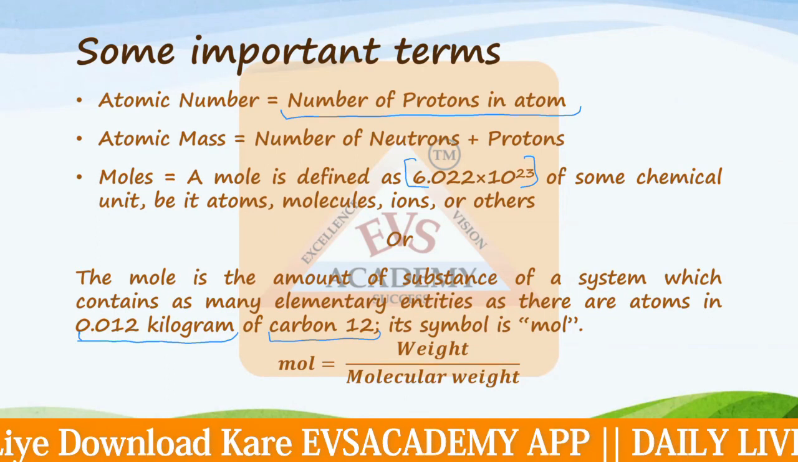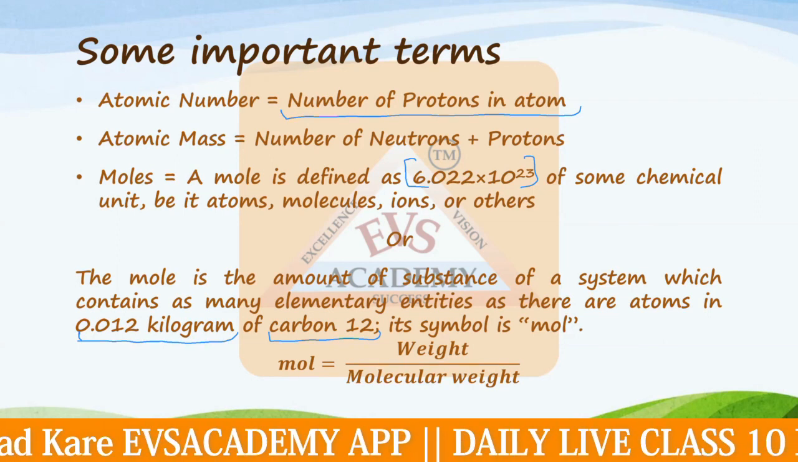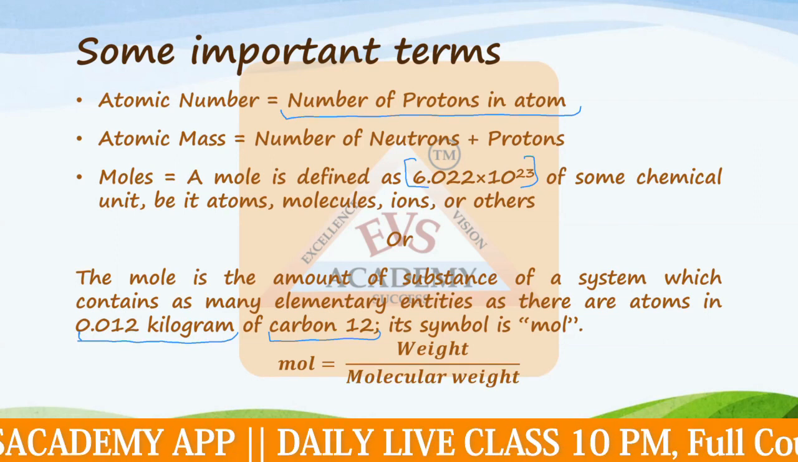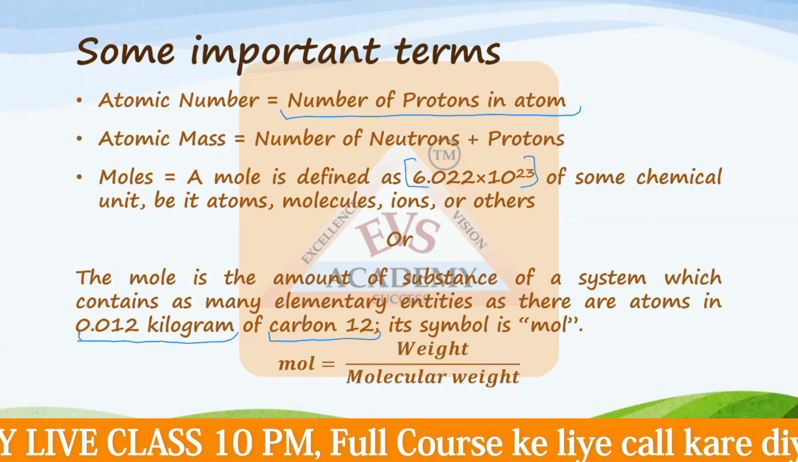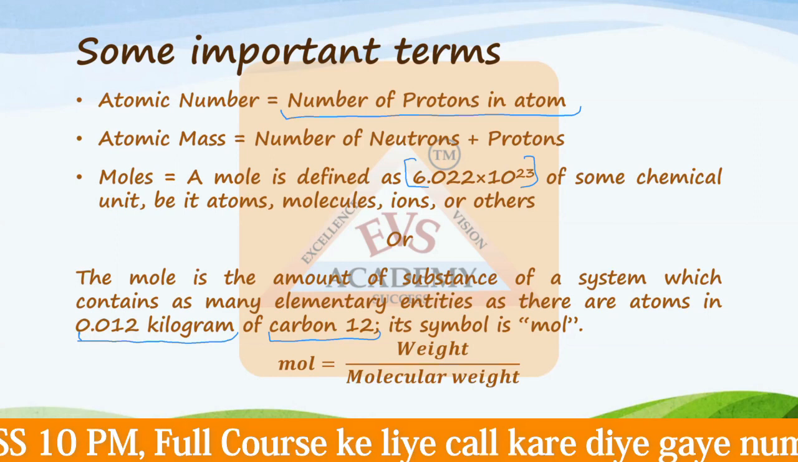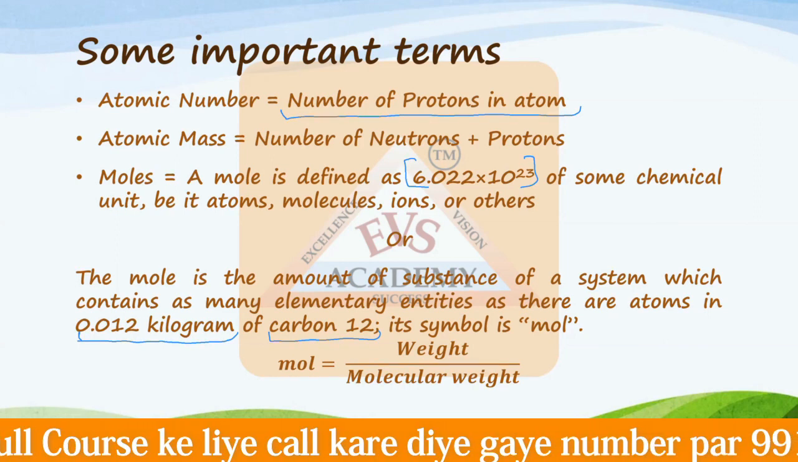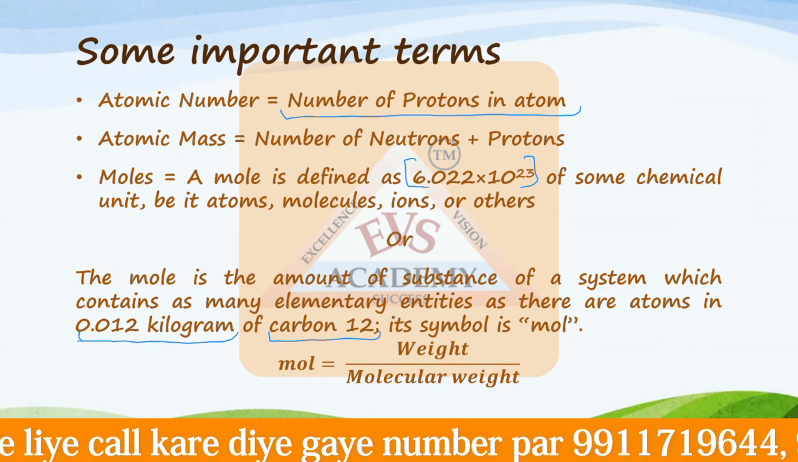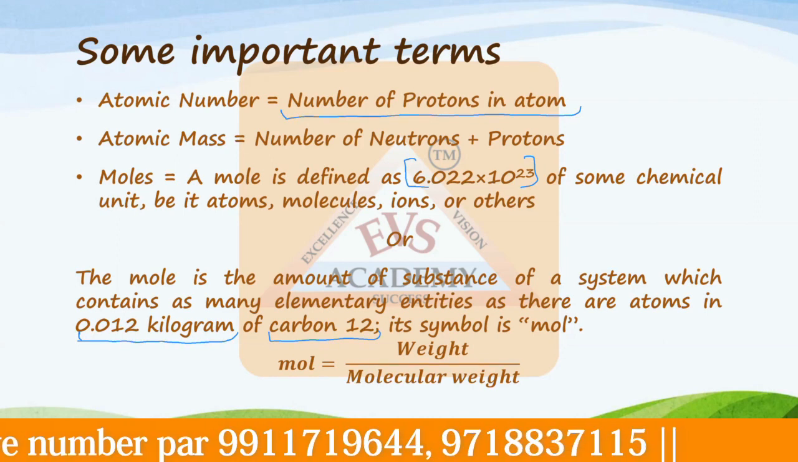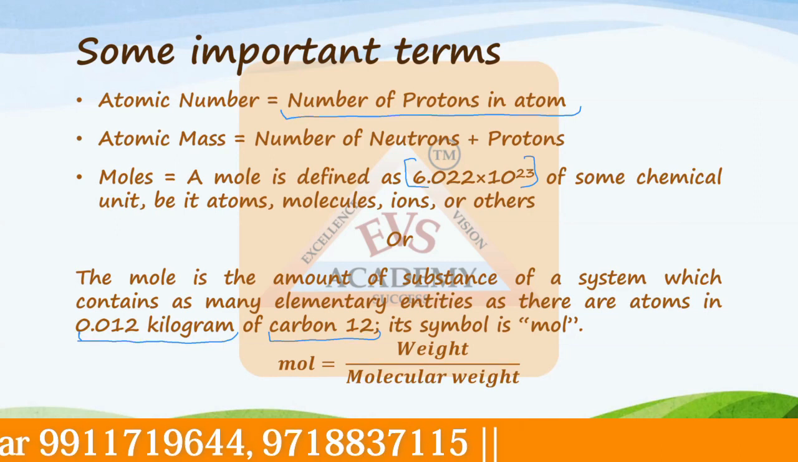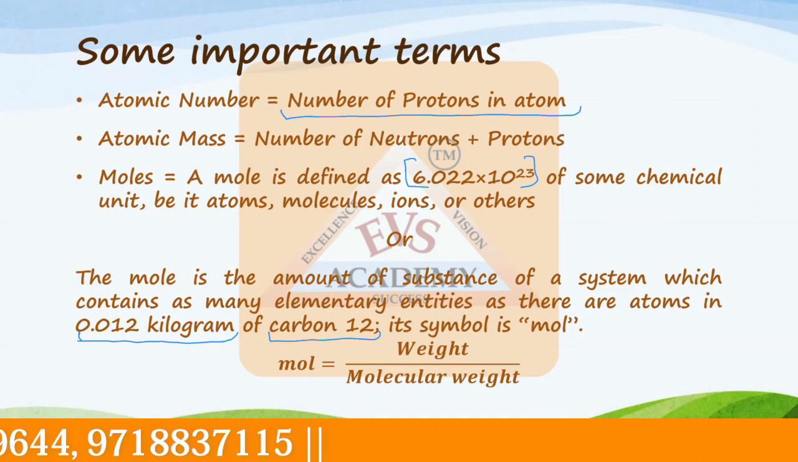amount of carbon-12. Similarly, if you take the same atomic mass of any other element, suppose you have hydrogen, you take 1 gram of the hydrogen. Hydrogen is a gas, so 1 gram of hydrogen will occupy more space, but here the amount would be the same. 1 gram of hydrogen will also have the same number of atoms in it, that is 6.022 × 10^23. So here carbon is taken as a reference for all the other elements.